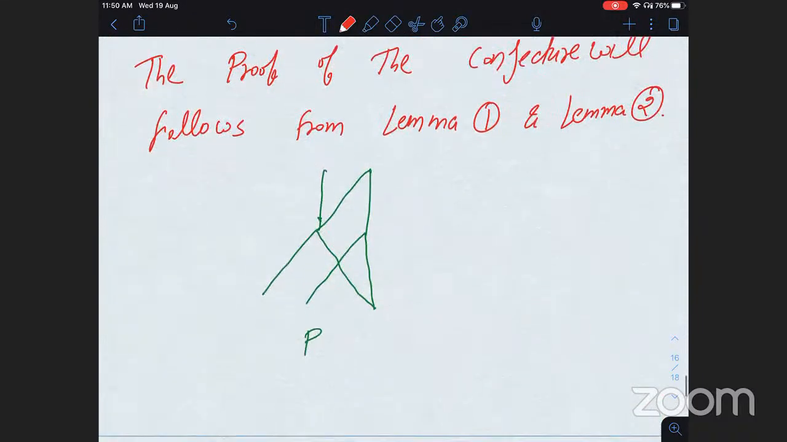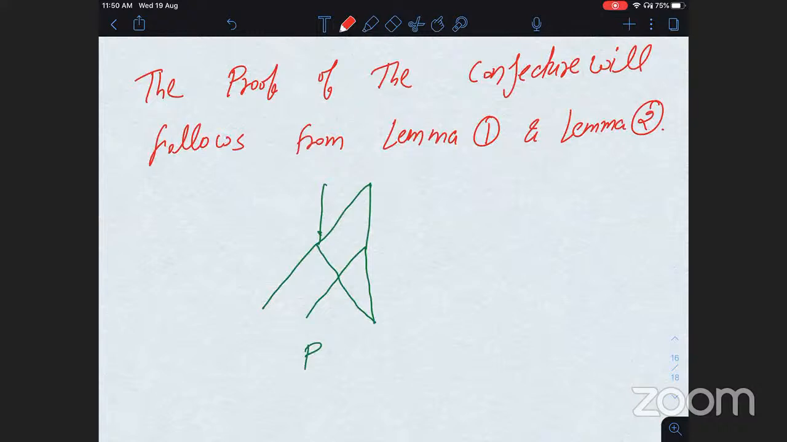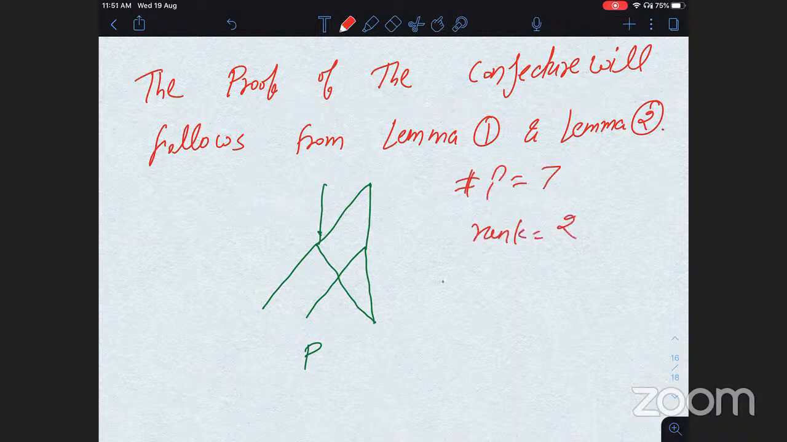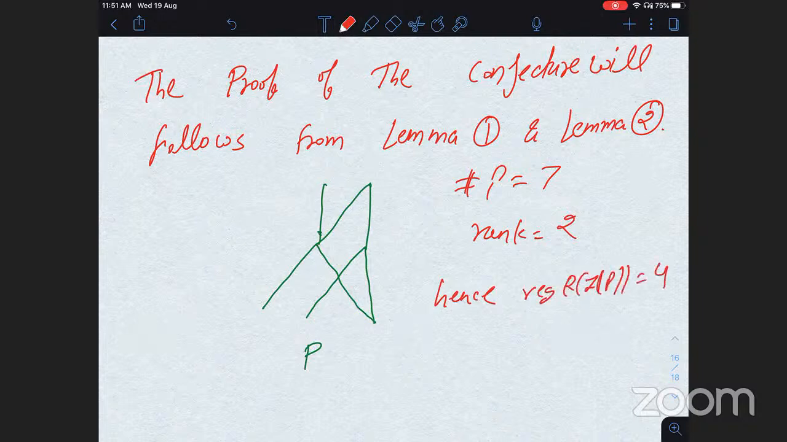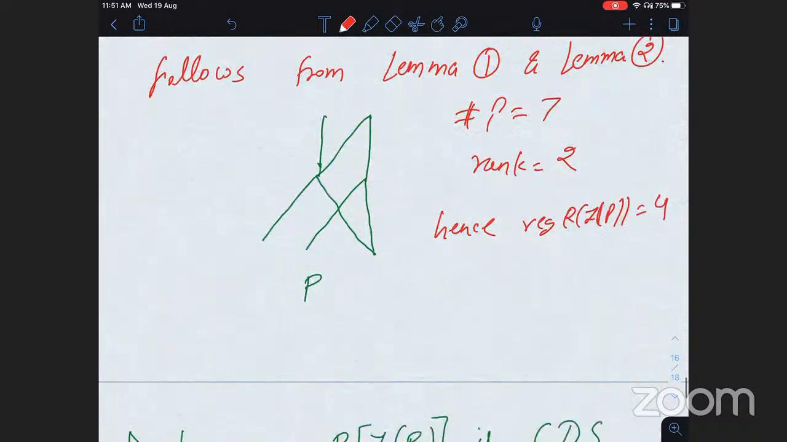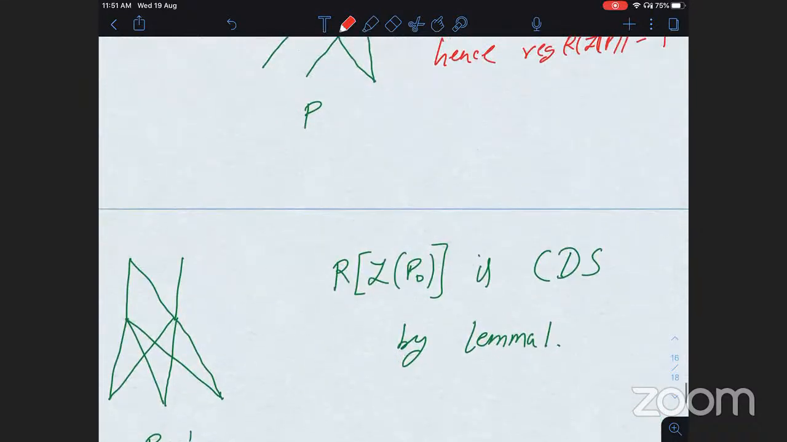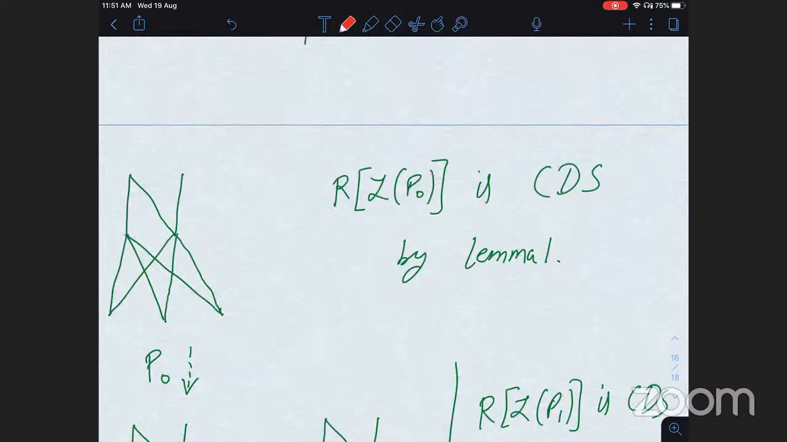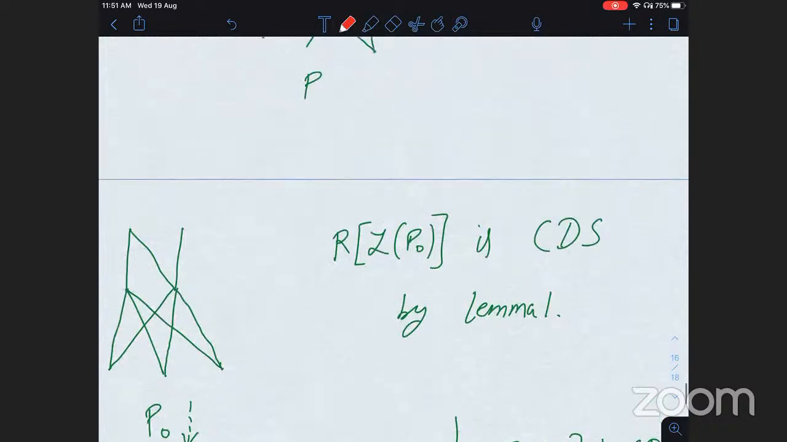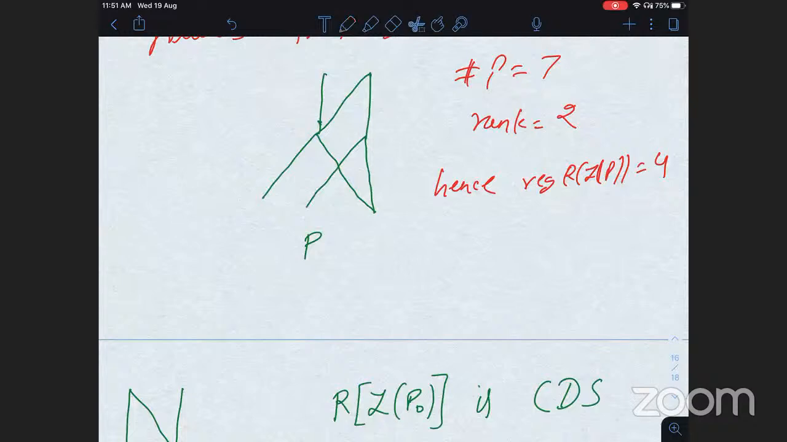So for example, let's consider this particular poset P. Note that the cardinality of P is equal to 7 and the rank of P is equal to 2. Hence the regularity of R[P] is equal to 4, that is 7 minus 2 minus 1. Okay, so how will we proceed to the proof of this one? Consider this poset P0. So note how we obtain P0 from P.